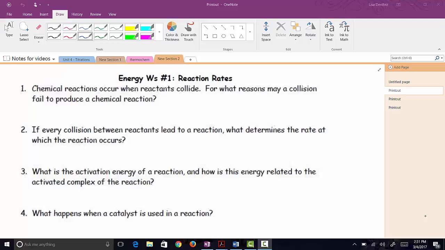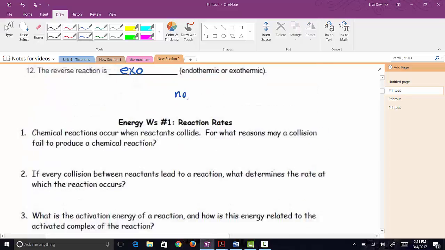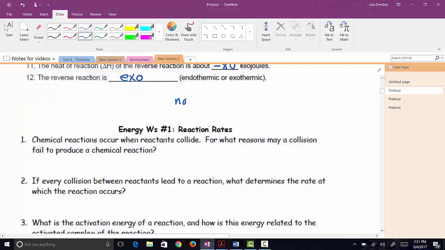of reaction rates. So chemical reactions occur when reactants collide. For what reasons may a collision fail to produce a chemical reaction? So remember we said, if it has not enough energy, or also if it has the incorrect orientation.